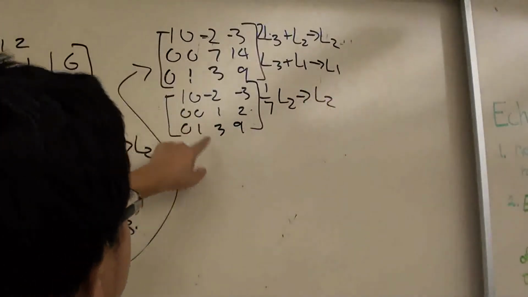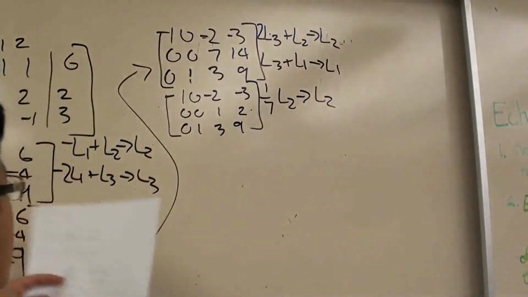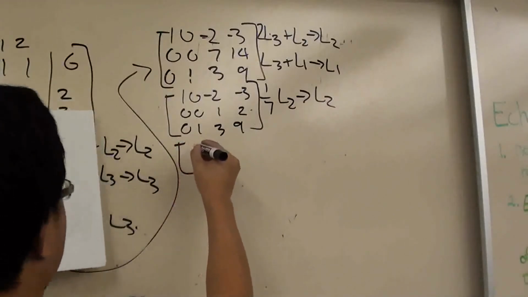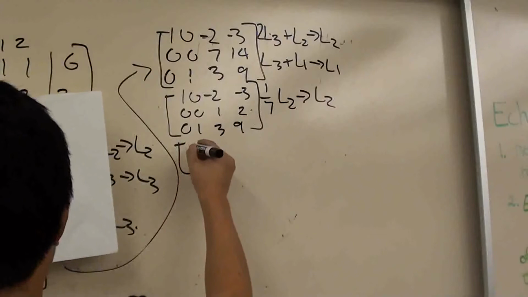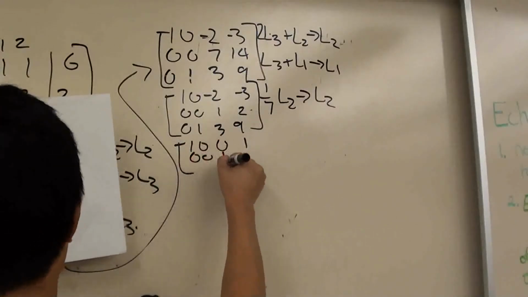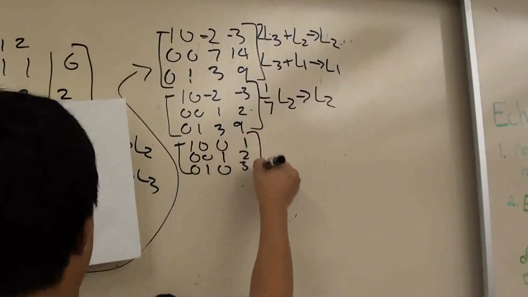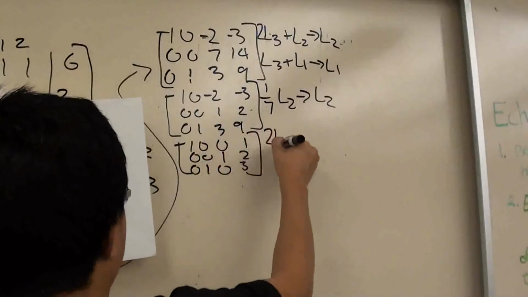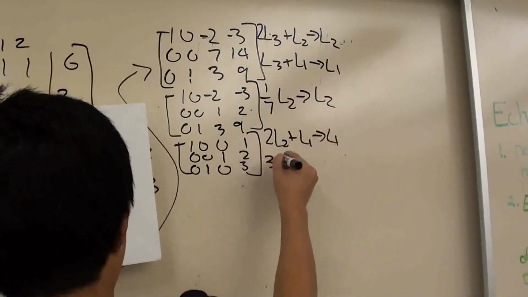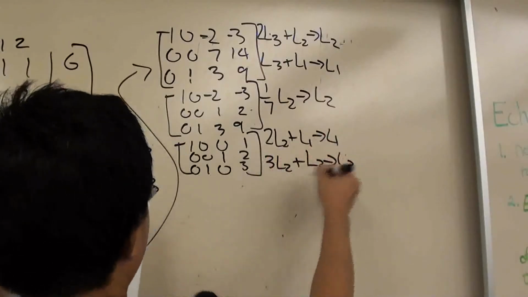And now I'm going to be using this second row to get rid of all my leading coefficient computations, right? So that's where it gets interesting. It's going to be 1, 0, 0, 1, 0, 0, 1, 0, 1, 0, 2, 3, because of 2L2 plus L1 equals new L1, 3L2 plus L3 equals new L3.